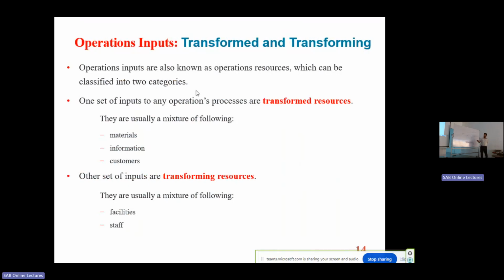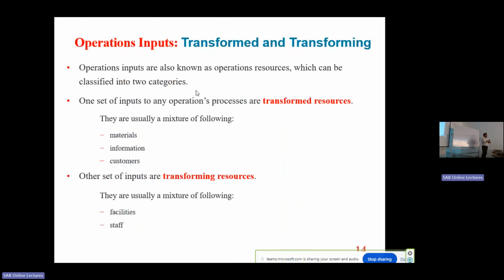Now, can you understand the difference between these two categories? Transformed resources are the things that are transformed into products, transformed into outputs. That's why they are called transformed resources. There are three types, and any of these can be converted into output. Now, one of the main things is materials.